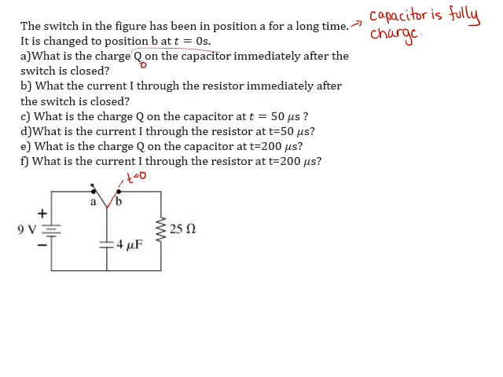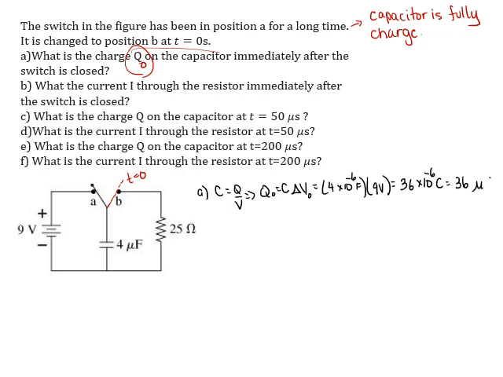So what is the charge Q0 on the capacitor immediately after the switch is closed? We'll remember that capacitance is charge over potential. So our initial charge Q0 is the capacitance times the initial potential of the capacitor, the full 9 volts. So we've got our capacitance, which is 4 times 10 to the minus 6 farads, times our initial potential of 9 volts. That gives us 36 times 10 to the minus 6 coulombs, or 36 microcoulombs. So the initial charge on the capacitor is 36 microcoulombs.